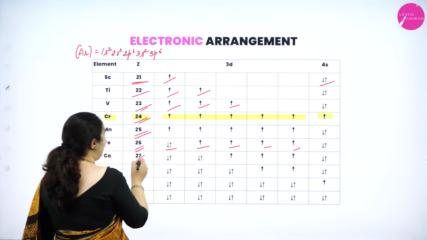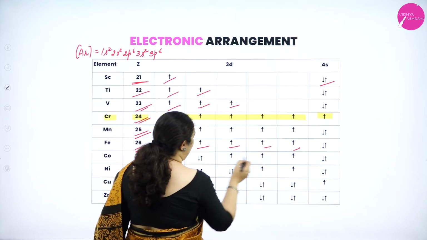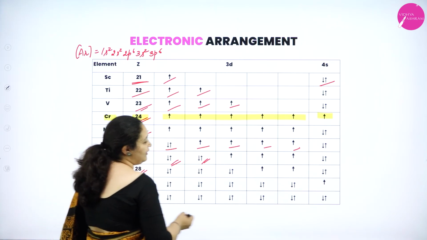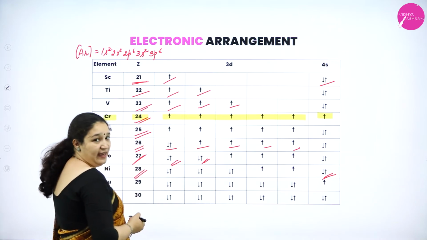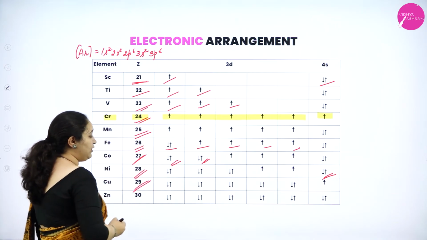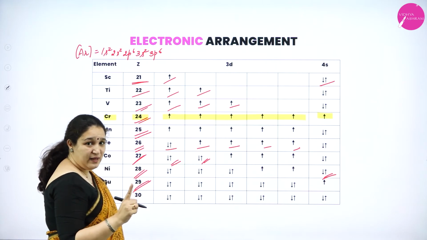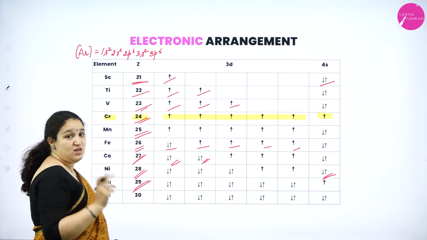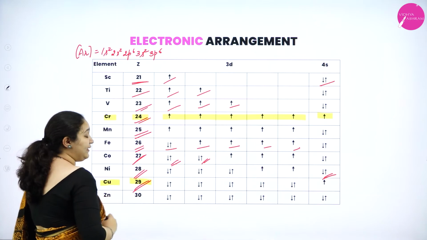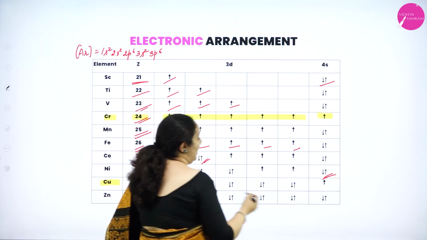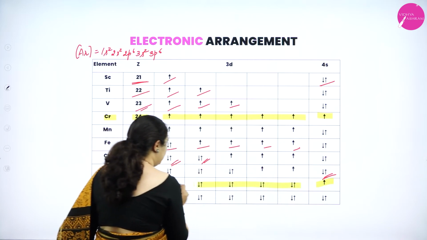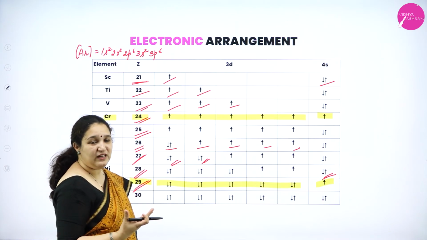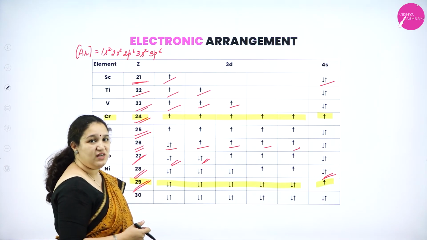Then you have cobalt, atomic number 27, 4s2 and 3d7. Here you can see it's paired up. Nickel, atomic number 28, argon 4s2, 3d8. Then you have copper, atomic number 29, which is again an exceptional case where you can see argon 4s1, 3d10, a completely filled d orbital. Again this is happening because with a completely filled d orbital copper will get extra stability.